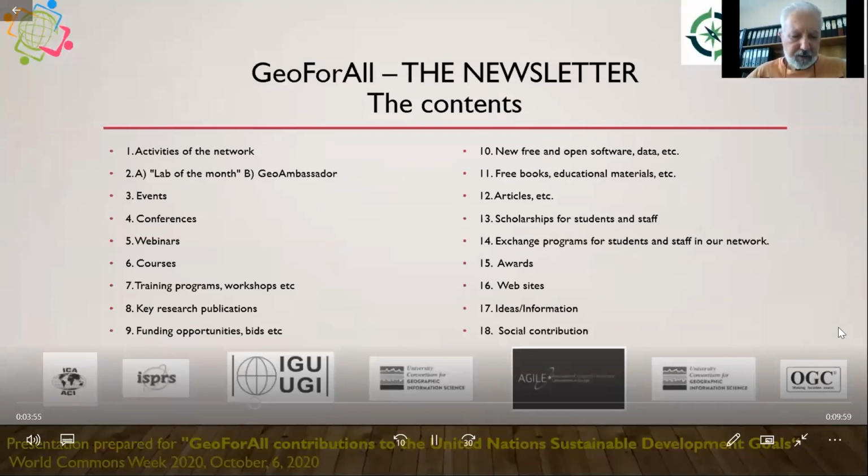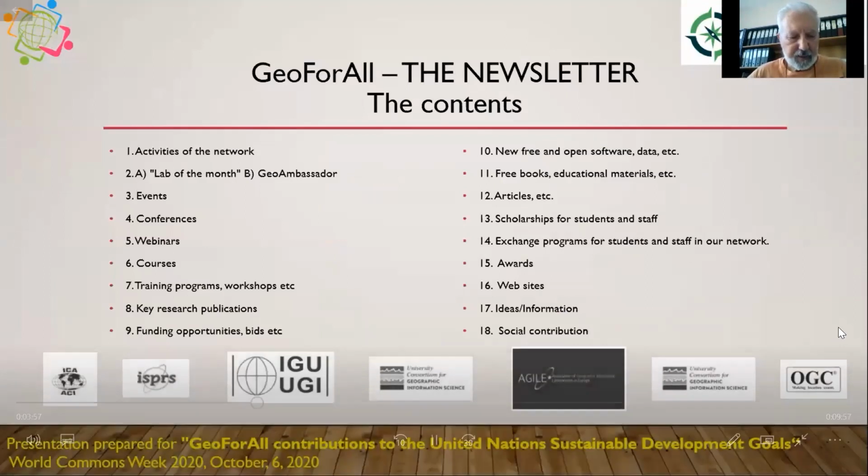Here are the contents of the newsletter. It is comprised of 18 chapters and can be divided into 3 sectors which may overlap more or less.